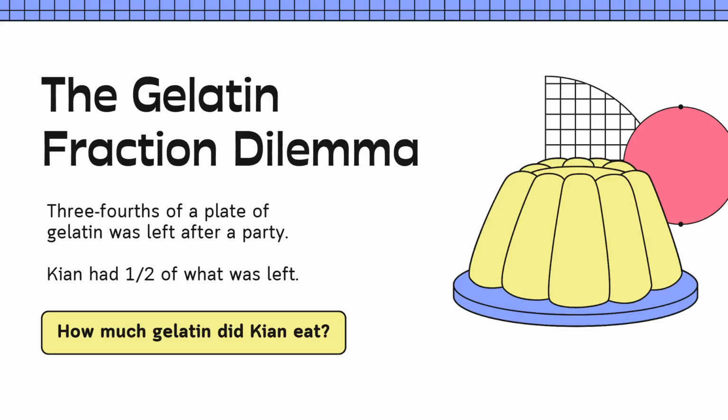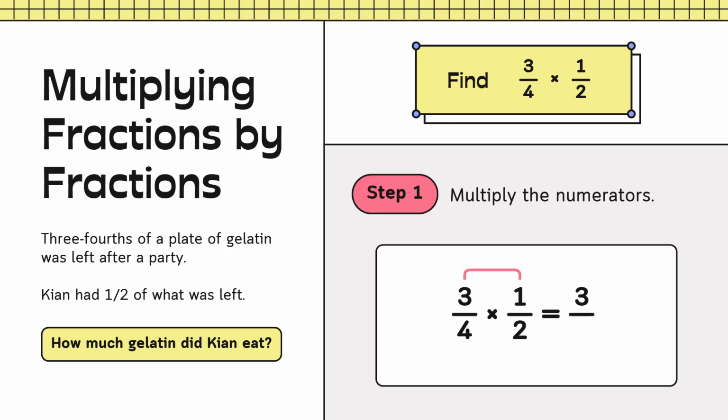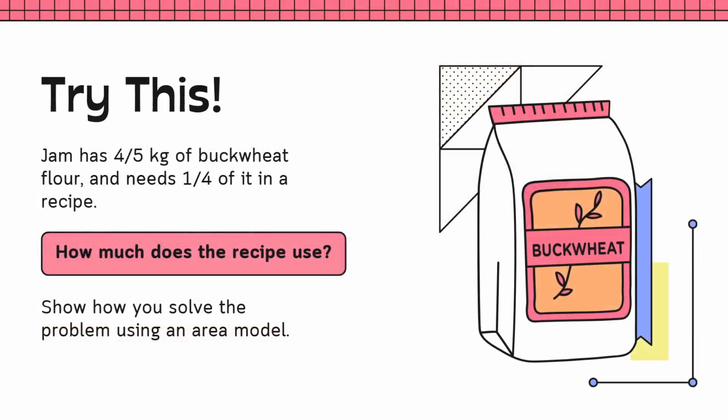So 3/4 of the plate of the gelatin was left. Kian had one half of what was left. So that is one half of 3/4. And we multiply that. We just multiply the numerators, then the denominators, and that's the fraction.